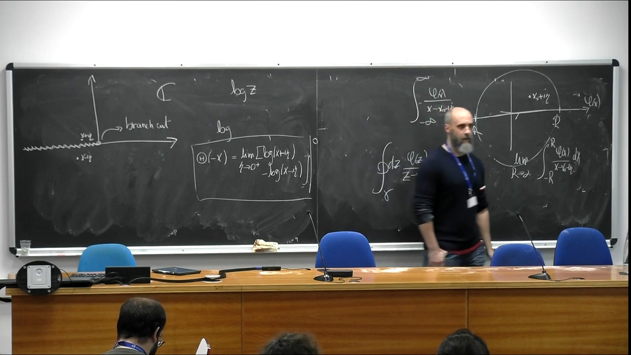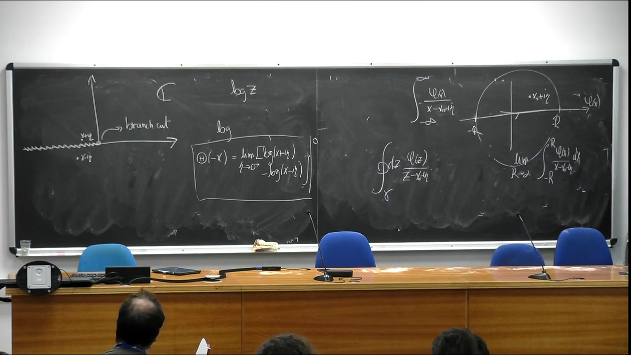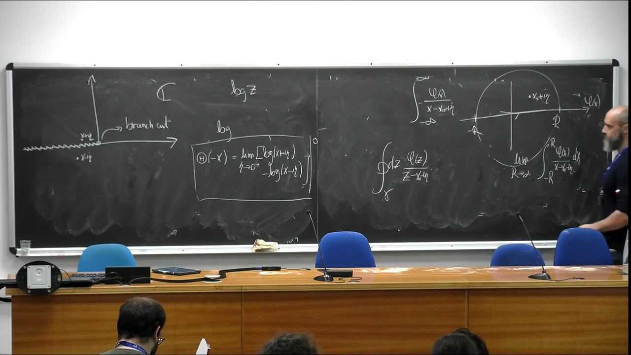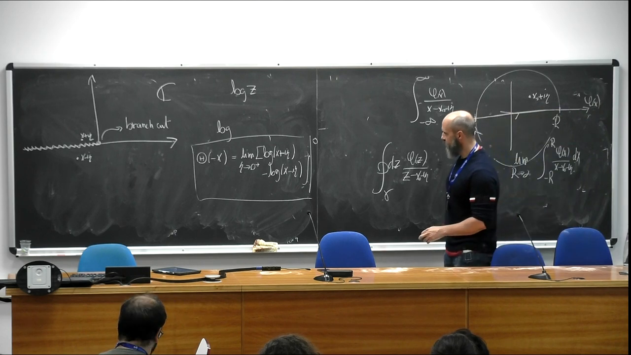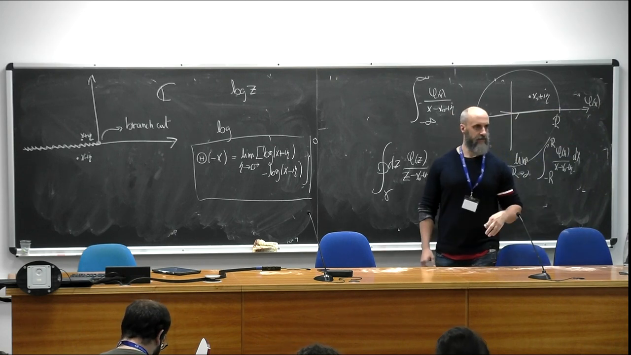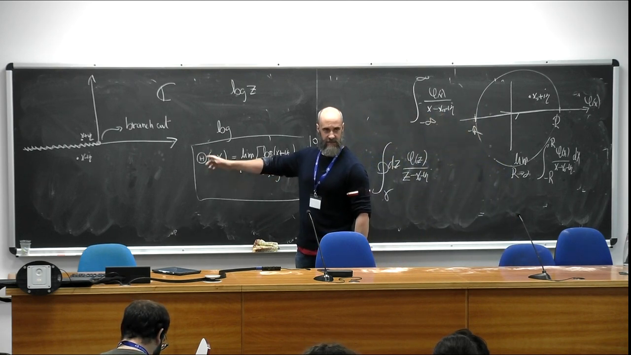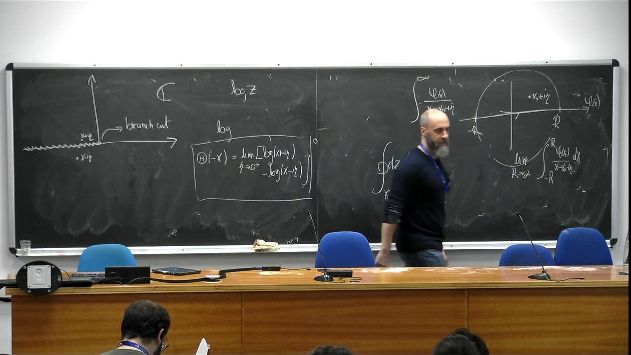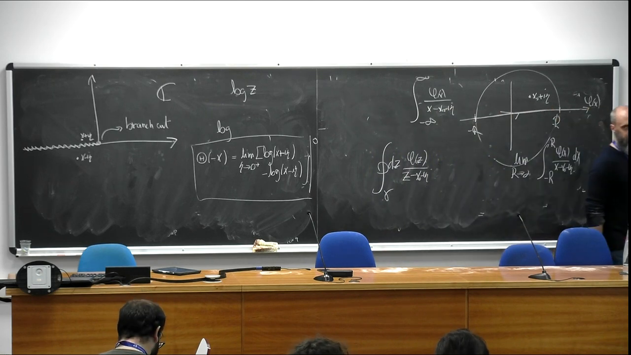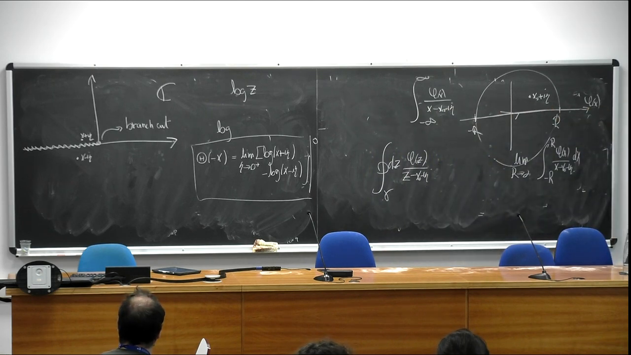Okay. I think I put it correct. Did I put correct the signs? Work it out. Yeah? And this is the Heaviside theta function. It's zero when the argument is negative and one when the argument is positive. And when x is equal to one, flip a coin and decide. It doesn't matter for most cases.